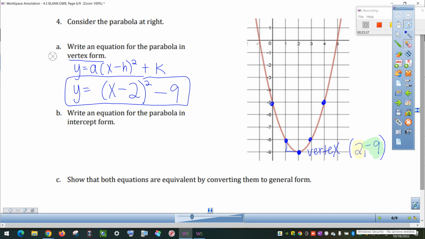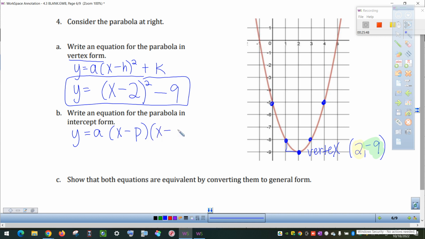Okay, now we're going to write an equation for the same parabola in intercept form. That was the new one that we learned today. A times the quantity x minus p multiplied by x minus q. Okay, so we already know that A is 1. And we need to figure out what are the x-intercepts, because that's what we're going to be filling in for P and Q. So noticing that I have an x-intercept at 5, and I also have an x-intercept at -1.